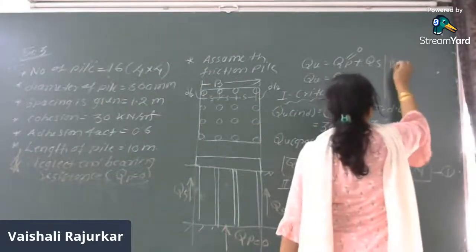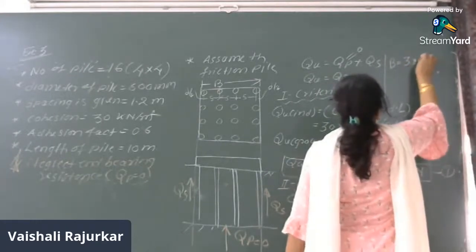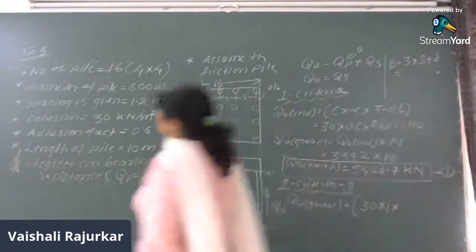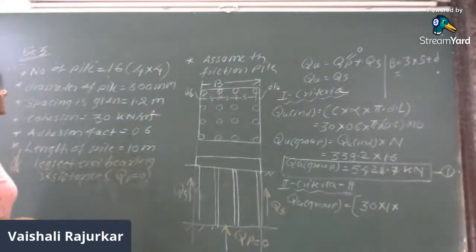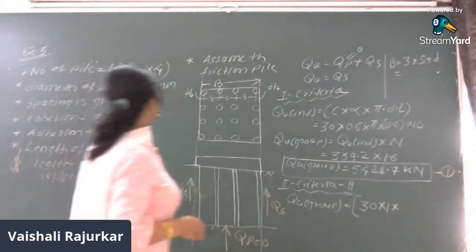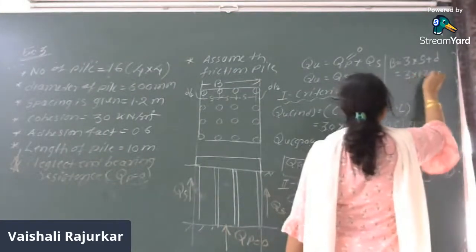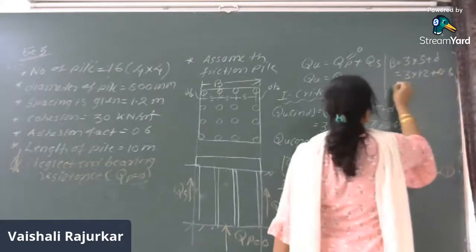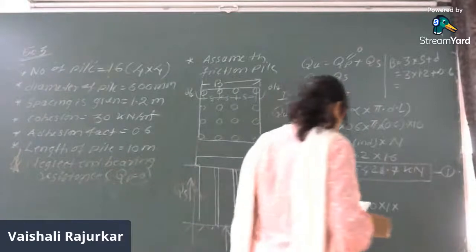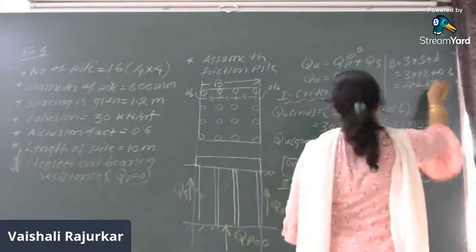B is equal to 3 times S plus D, and the spacing is 1.2 and the diameter is 600 mm. So it is 3 into 1.2 plus 0.6. 3.6 plus 0.6 means it is 4.2. So here it is found to be 4.2 meters.